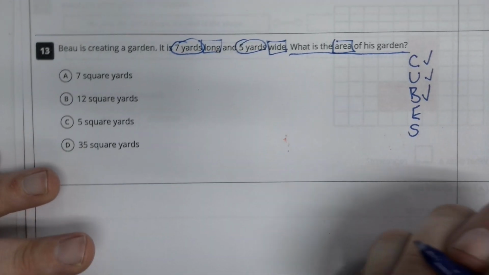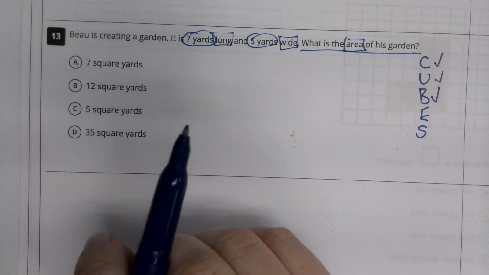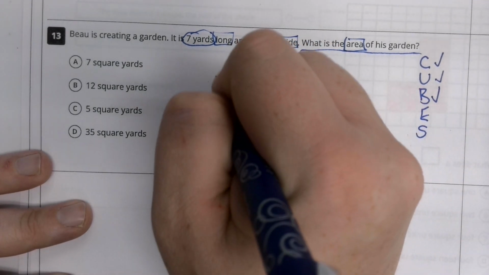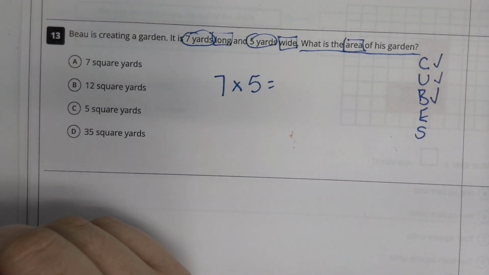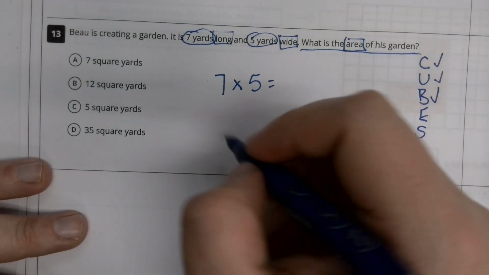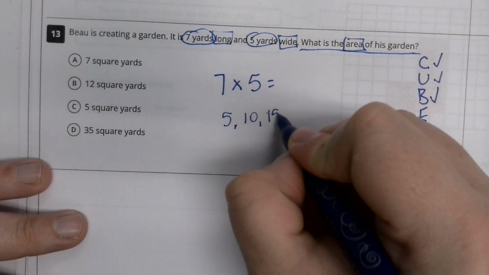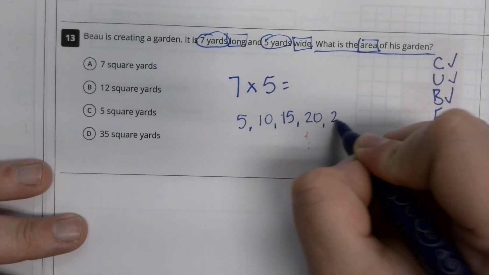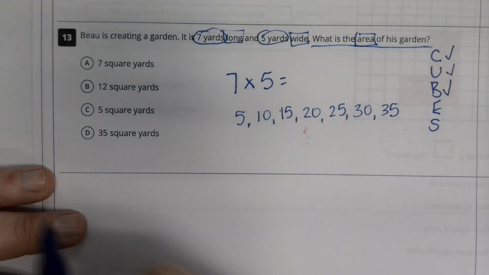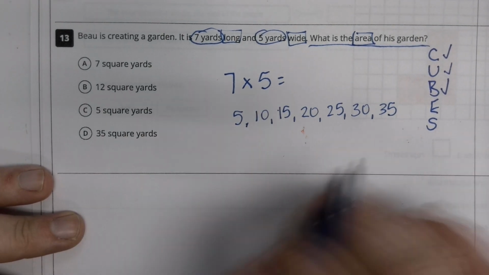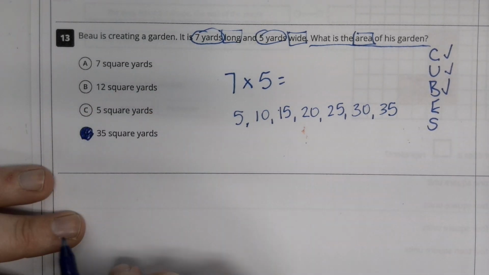Okay. E, evaluate, eliminate, write an equation. There's nothing to eliminate. We're finding area, which means that that is length times width. So we're going to do 7 times 5 equals something. So I could skip count. I could go 5, 10, 15, 20, 25, 30, 35. Again, I'm just modeling different options we have. Okay, so 35 yards, square yards.